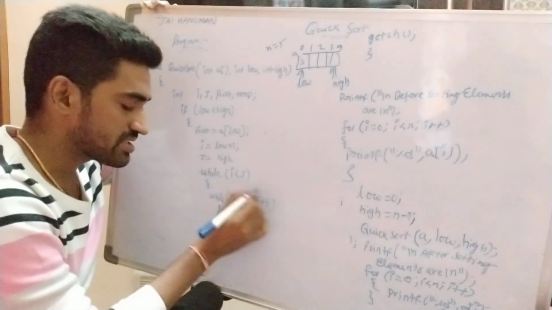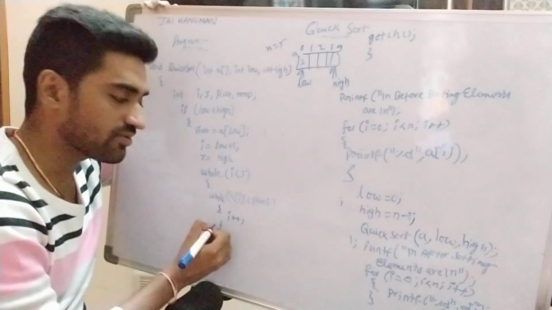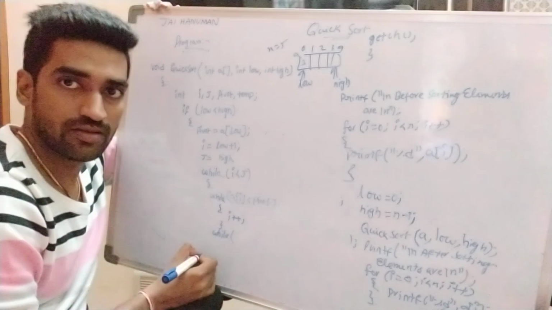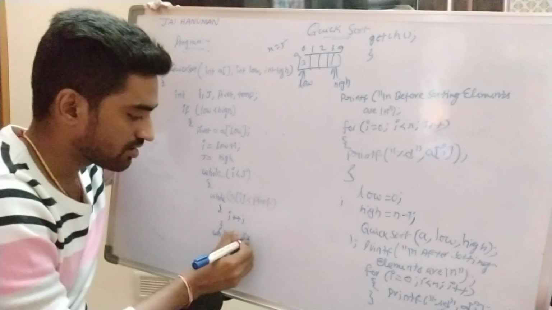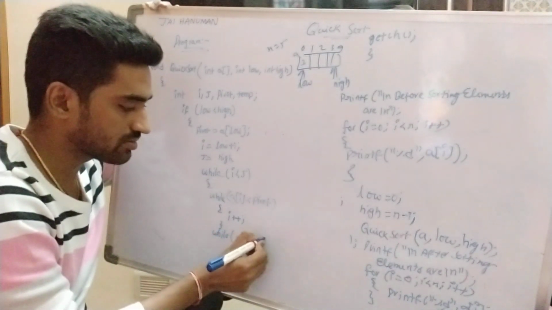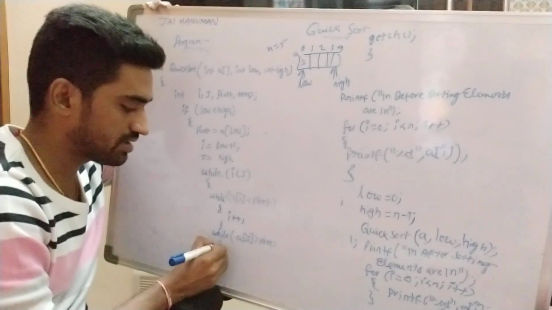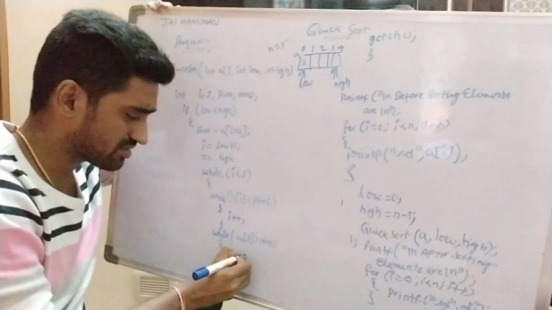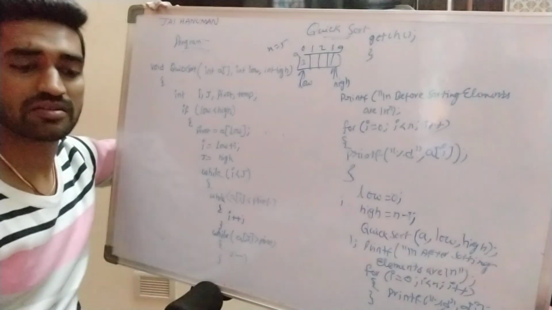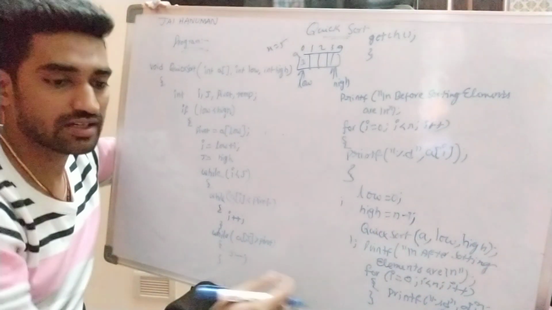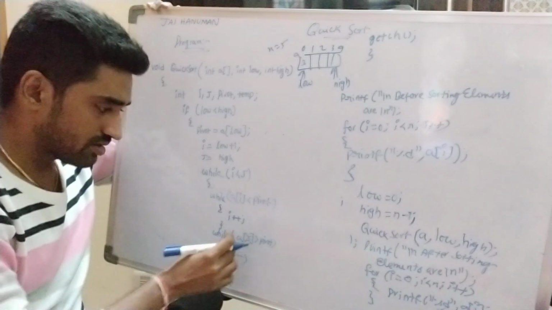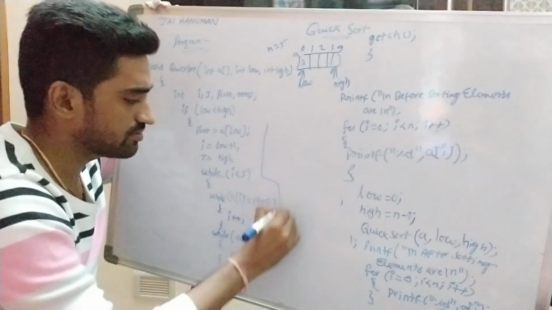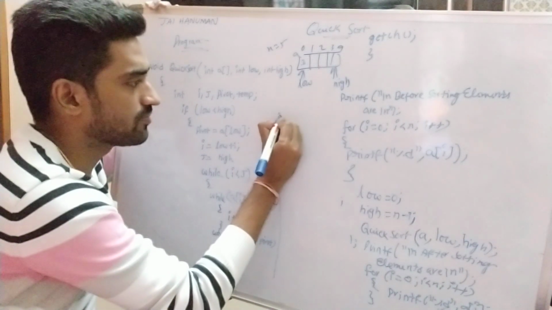Otherwise, once this condition becomes failure, we are checking one more condition, that is while a of j greater than pivot, we are decrementing j value. So both are failure. We are checking one more condition. What is the condition?